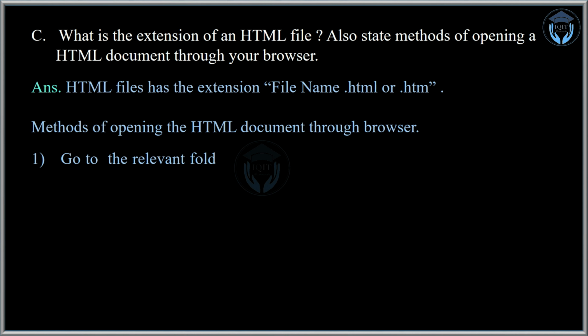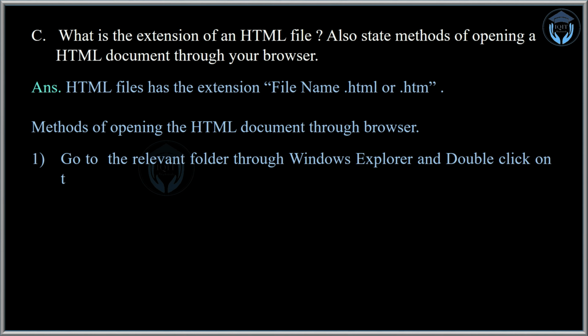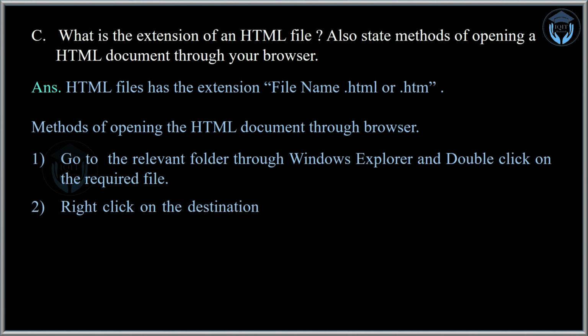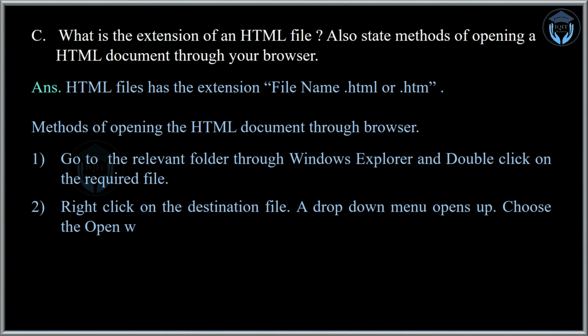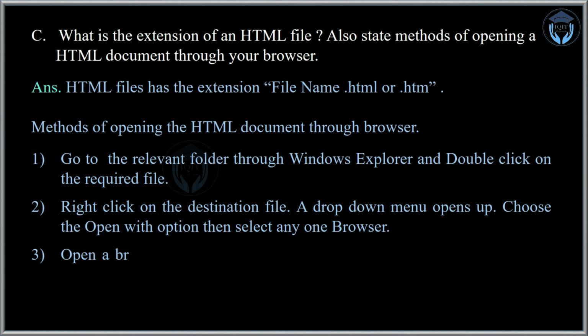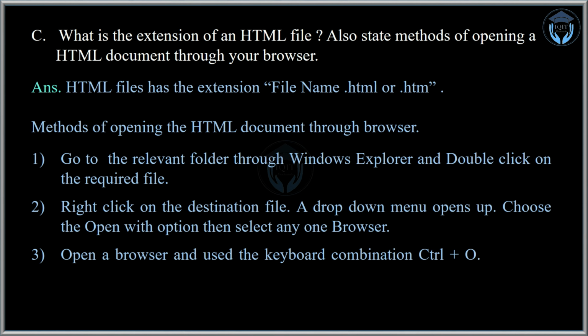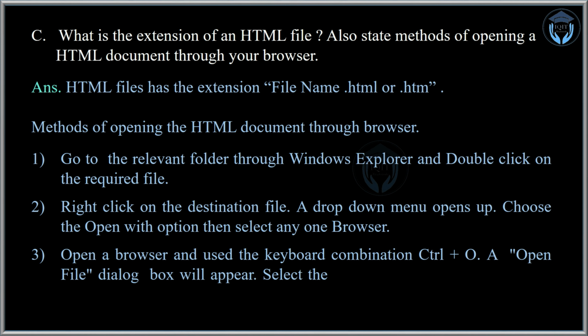Method 1. Go to the relevant folder, through Windows Explorer, and double-click on the required file. Method 2. Right-click on the destination file, a drop-down menu opens up, choose the Open with option, then select any one browser. Method 3. Open a browser and use the keyboard combination Ctrl+O, an Open File dialog box will appear, select the required file, then click the Open button.